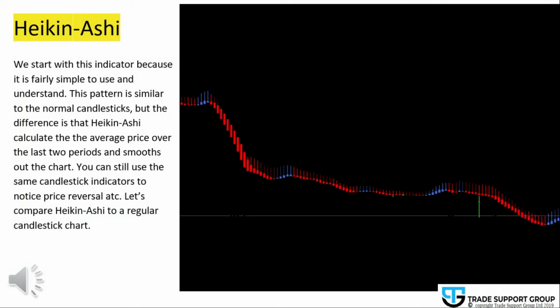We start off patterns with the Heikin Ashi. We do this because it's a fairly simple indicator to use and to understand. This pattern is similar to normal candlesticks, but the difference is that the Heikin Ashi calculate the average price over the last two periods and smooth out the chart.